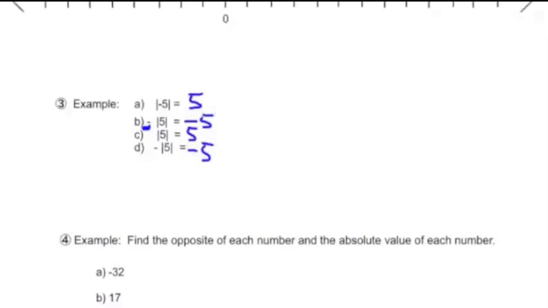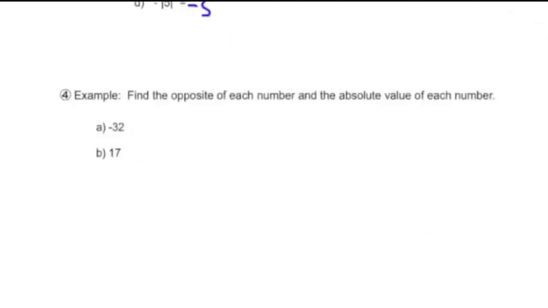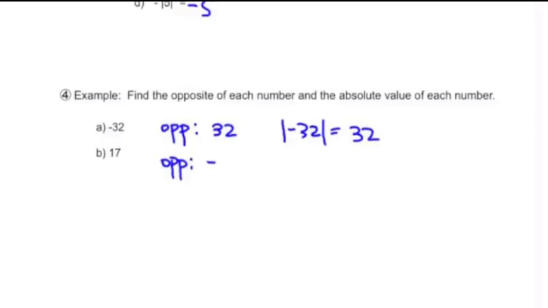And the final example for this section, find the opposite of each number and the absolute value of each number. So the opposite will be 32, right? The opposite of a negative gives me positive. The absolute value of negative 32 is, in fact, 32. So in this case, the opposite of negative 32 is the same as the absolute value of negative 32. The opposite of 17 will be negative 17. The absolute value of 17 gives me, yes, 17.